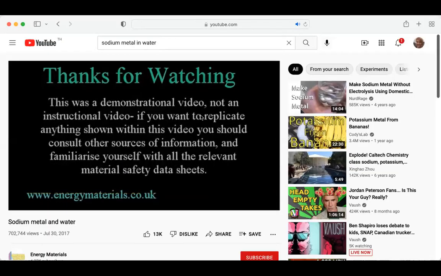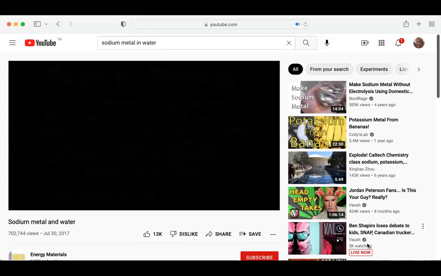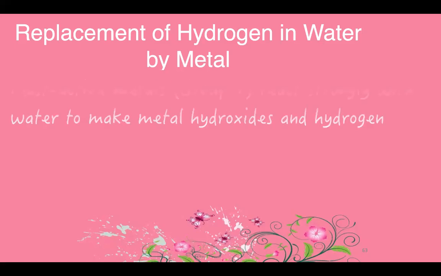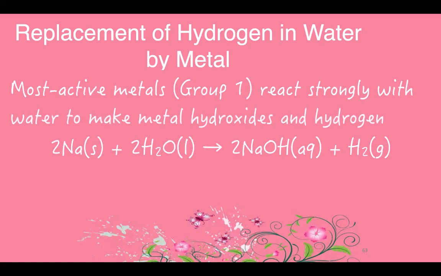Okay, let's go back. So that's an example of a single replacement reaction because sodium is such an active metal. It replaces.